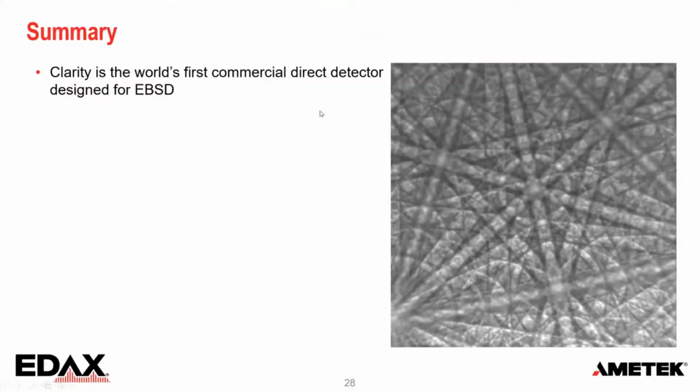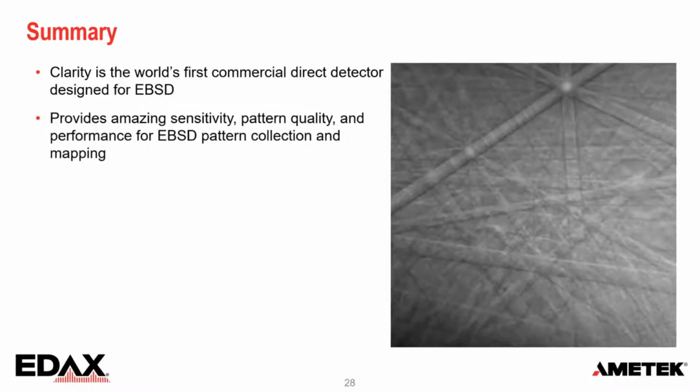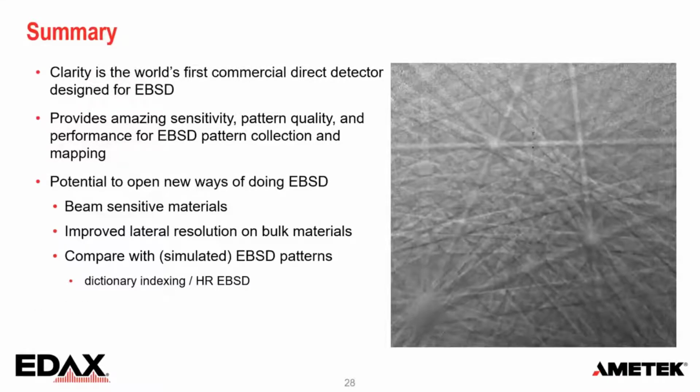So just to summarize that, Clarity is the first commercial direct detector for EBSD, specifically designed for EBSD. It provides really good sensitivity where we can work in picoamp beam currents, gets fantastic pattern quality, and it gives you really nice performance for EBSD pattern collection and also for mapping under challenging conditions. It really allows you to open new pathways for EBSD. Some examples I've shown, beam sensitive materials you can do.